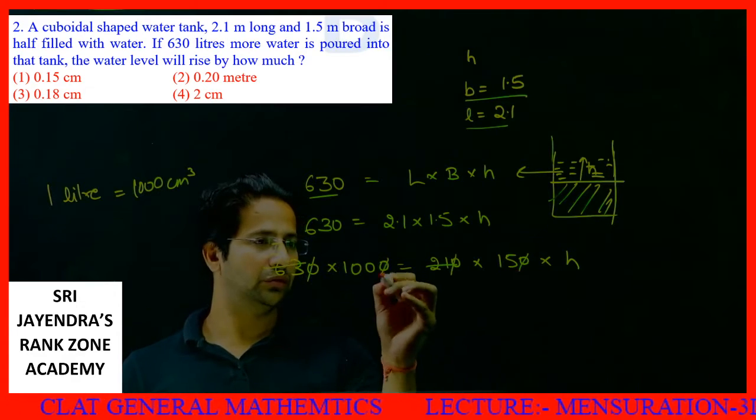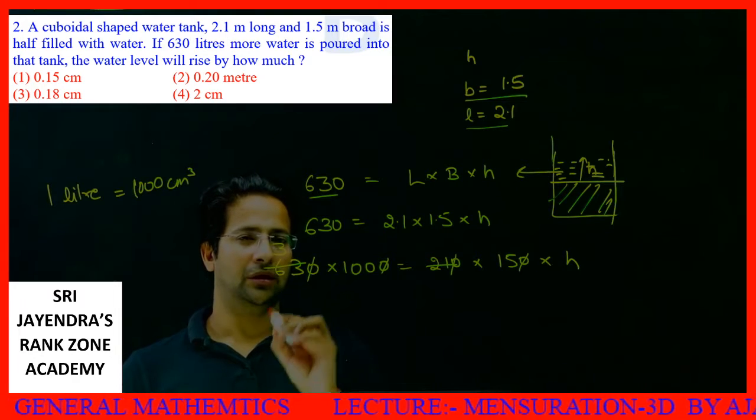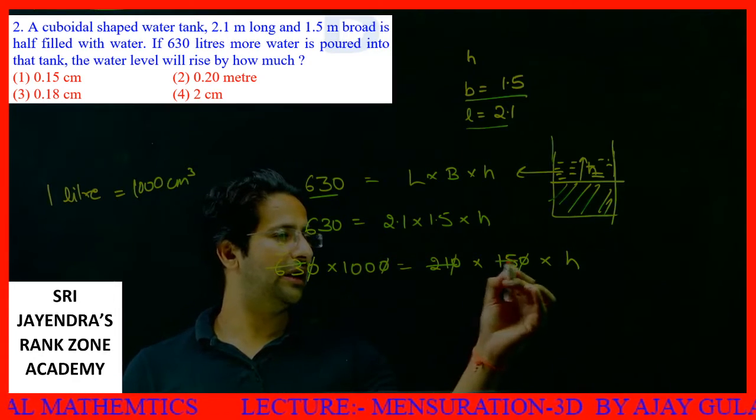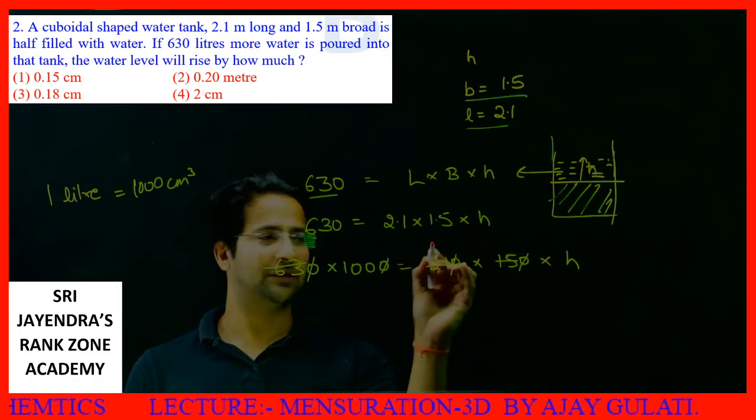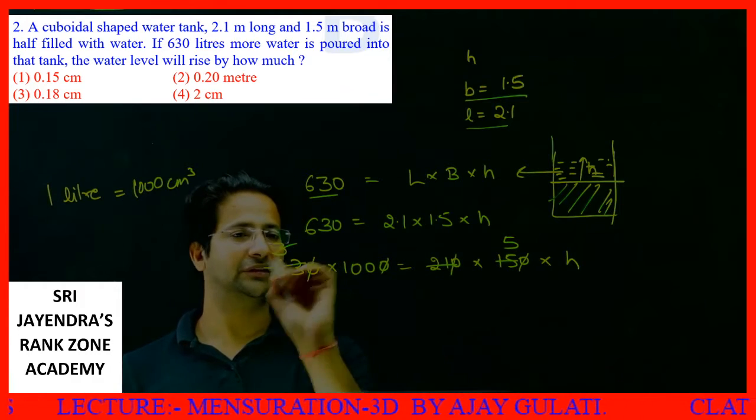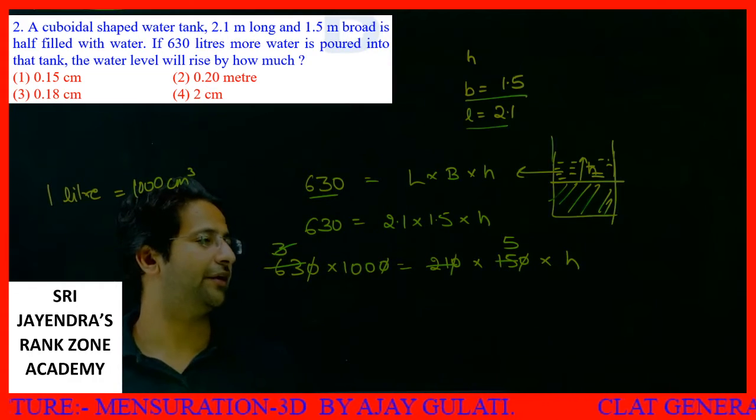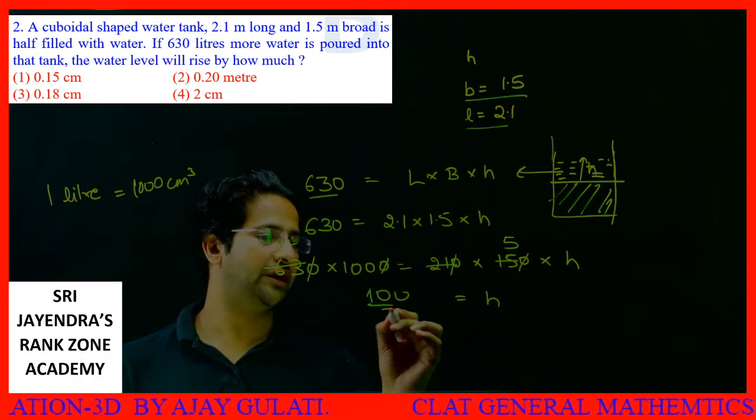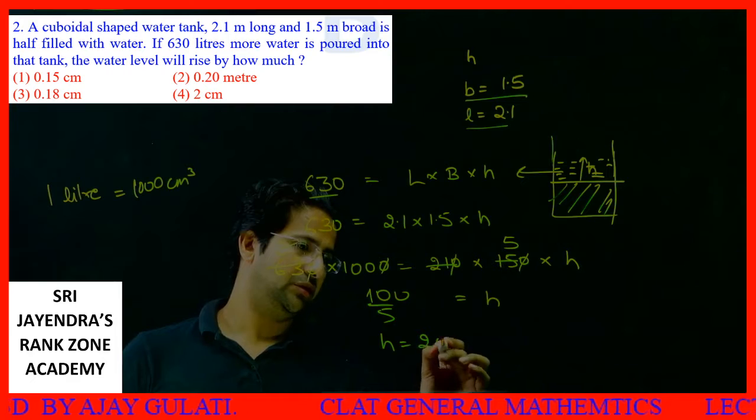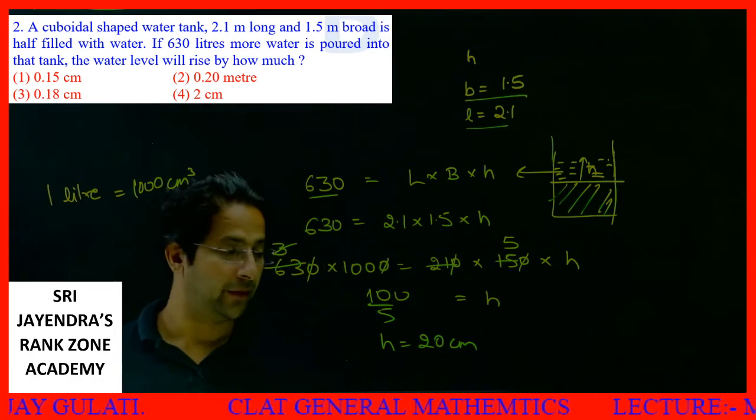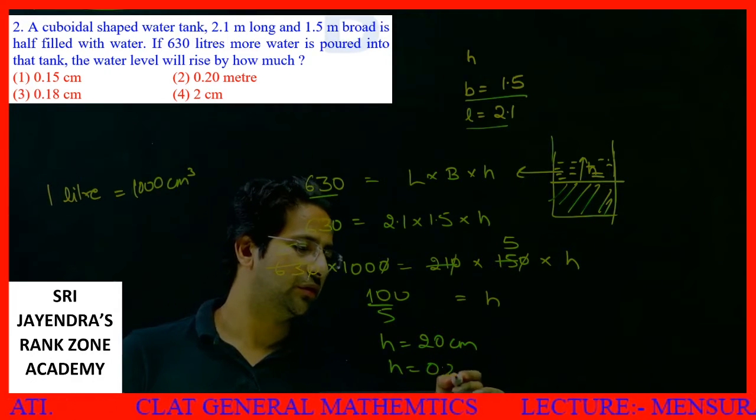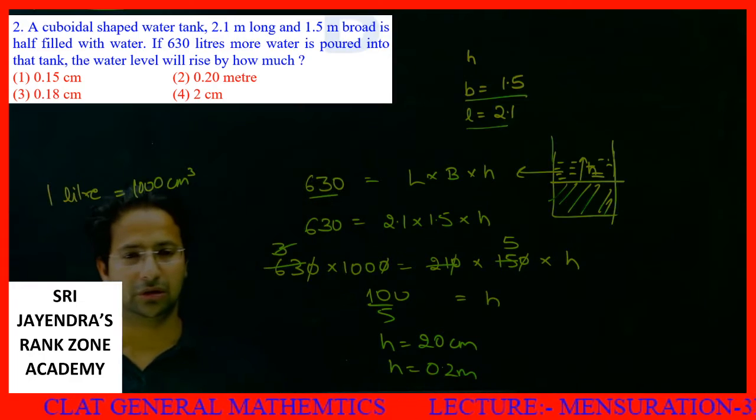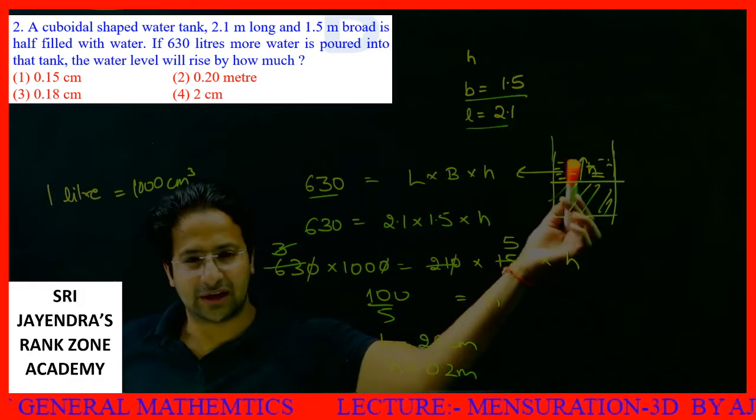This 0 cancel. I again cancel this by, suppose 3, so I'll get 5. This 3 will be gone. So far 100 remaining. So H is equal to now 100 upon 5, or I can say 20 centimeter or 0.2 meter. Students, I hope you got this thing clear.